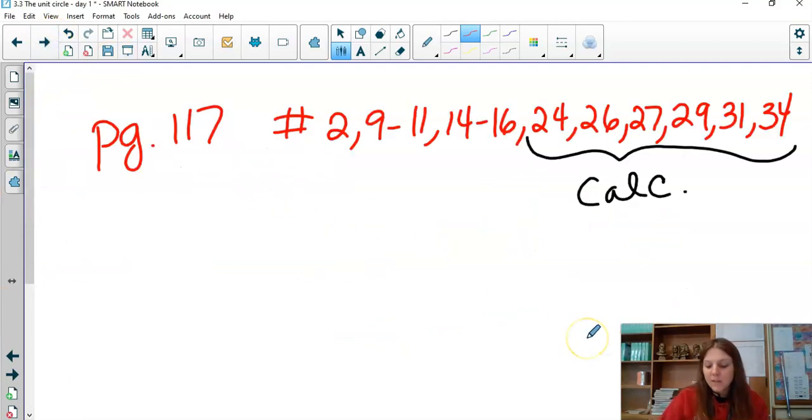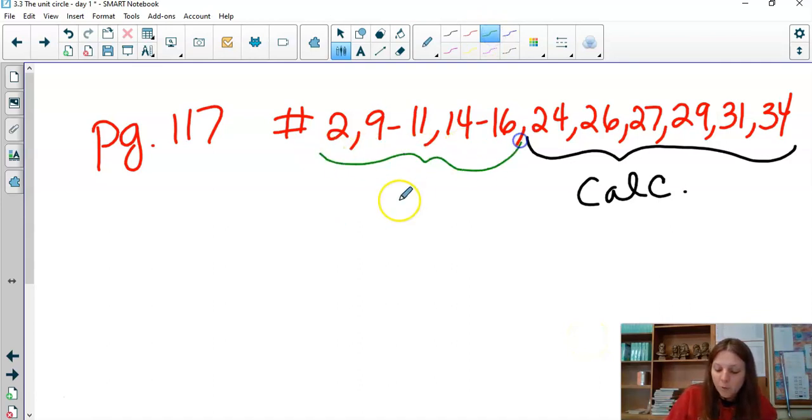Okay, these are the assigned problems for this assignment set. This first part will be a unit circle. You'll want to use your unit circle. The second part will be the calculator. Just make sure your calculator is in degree mode.